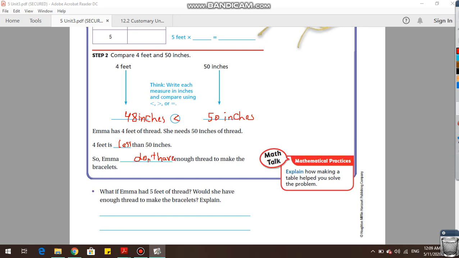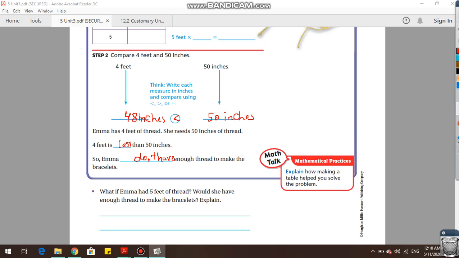Again, guys, she has 4 feet and she needs 50 inches. So it's like comparing. 4 feet, I have to convert it into inches, so I'm gonna say 4 times 12. Why times 12? Because in only 1 foot I have 12 inches. So 4 times 12 equals 48. And I need 50 inches, so obviously it's not enough.